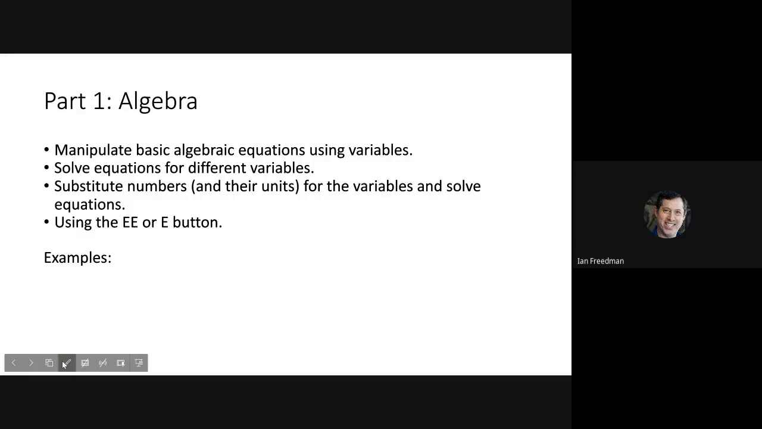We're going to talk about substituting numbers in. And I'm going to end with talking about a button on your calculator that's the EE button or the E button, that I think everyone could really benefit from. So definitely pay attention to that part because it's going to make your life easier at times. So let me just talk about basic algebra.